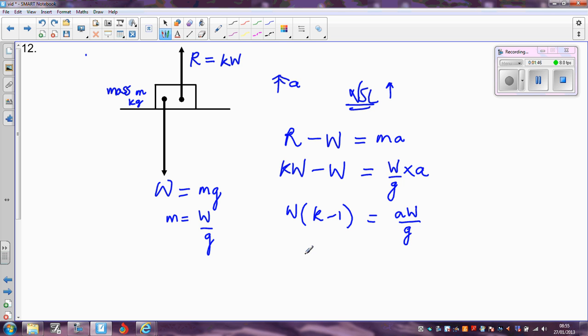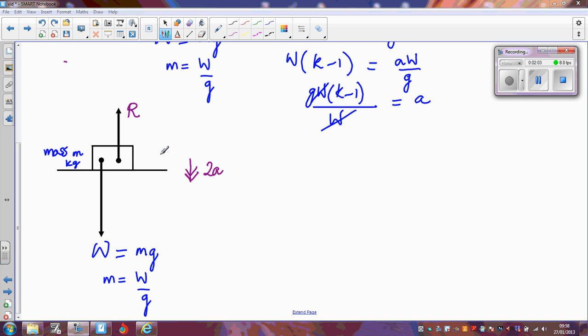Well, if I multiply both sides by g, I've got gW times K minus 1 equals aW. And if I then divide both sides by W, I've got g times K minus 1, and that equals a. And I can see that the W's cancel each other out, and there's my expression.